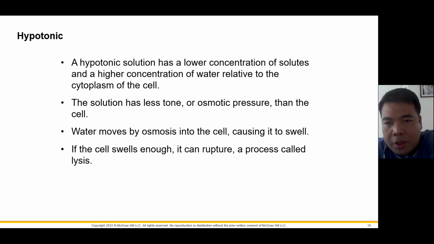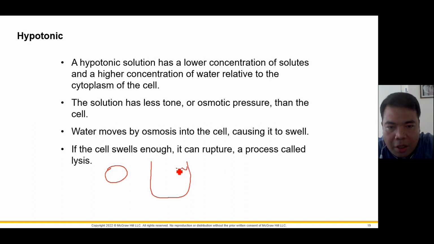So, a hypotonic solution, as I have said earlier, has a lower concentration of solutes and a higher concentration of water relative to the cytoplasm of the cell. The solution has less tone or osmotic pressure than the cell. Okay? So therefore, for example, this is a cell, and this is a beaker containing a hypotonic solution.